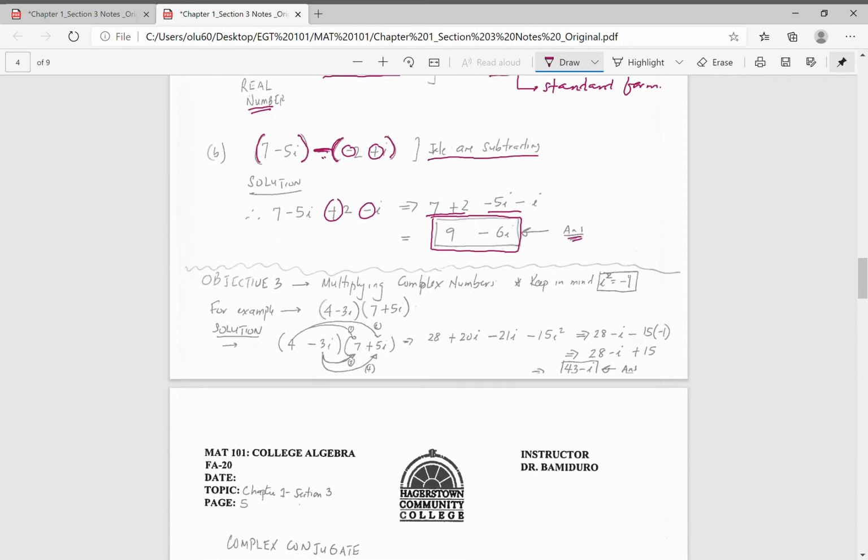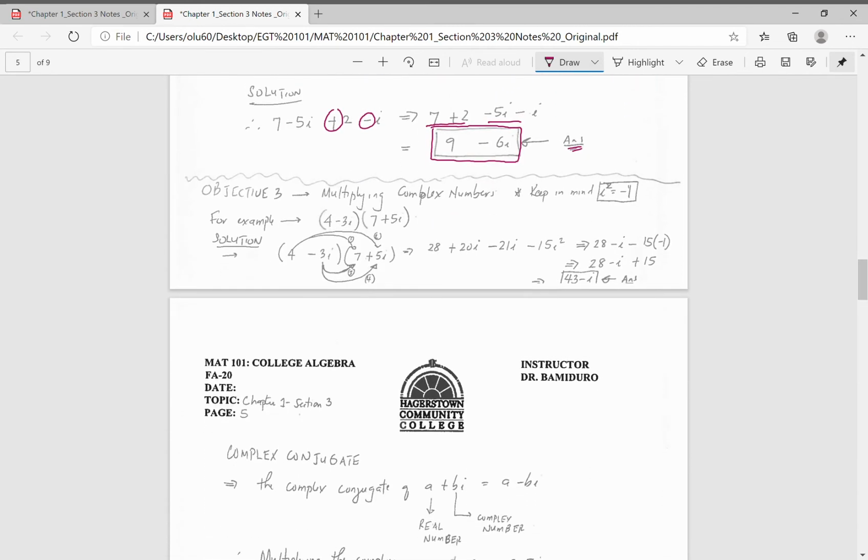Okay. Objective 3. Here we want to be able to multiply complex numbers. Just keep in mind that this is your base: i squared equals -1. Now, if they want us to simplify this, 4 minus 3i times 7 plus 5i, we're going to implement FOIL.